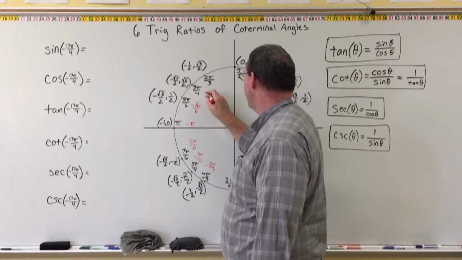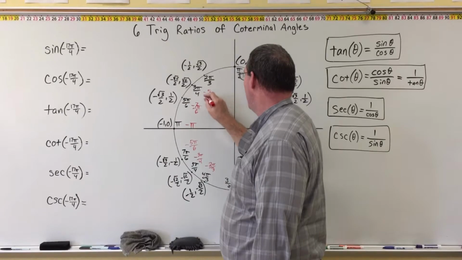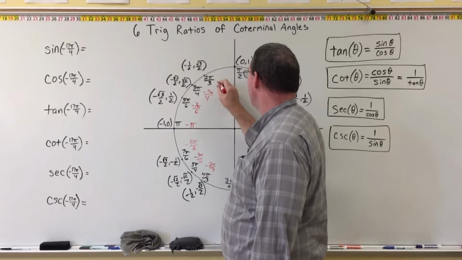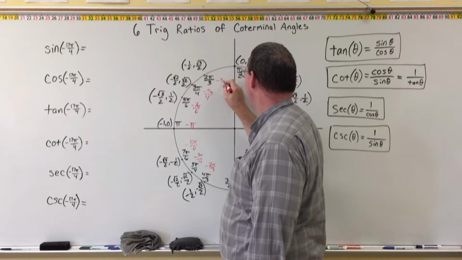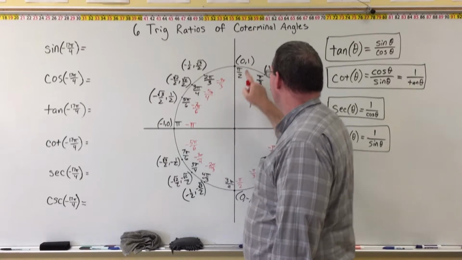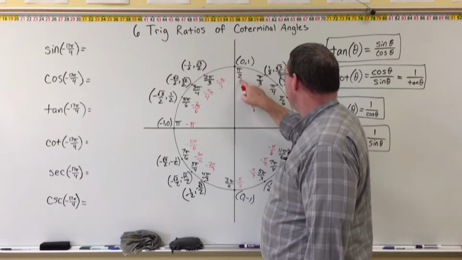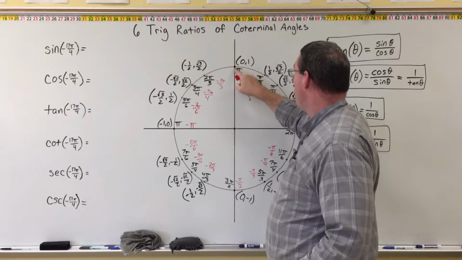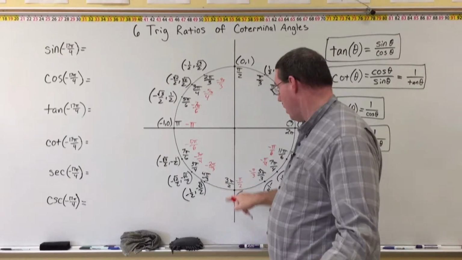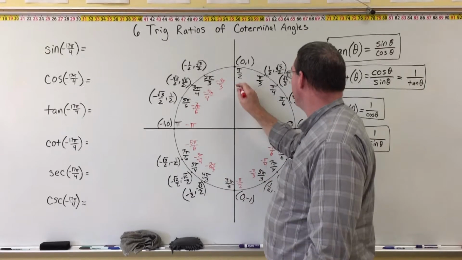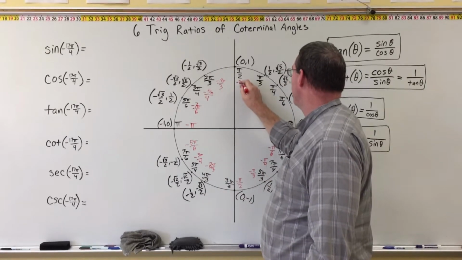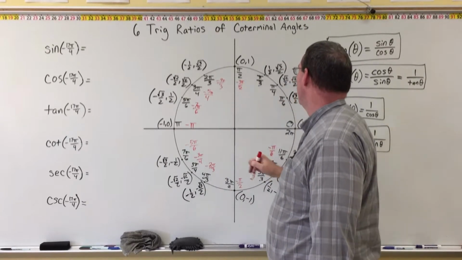This one becomes negative 5 pi over 4, and this one becomes negative 4 pi over 3. This one becomes negative 3 pi over 2, and I can prove it to you. 2 times 2 is 4. 1 minus 4 is negative 3. That's negative 3 pi over 2.